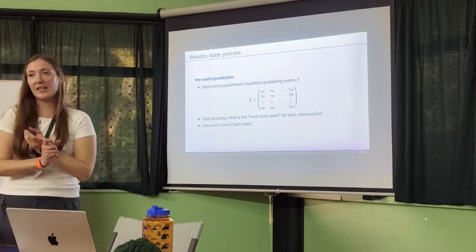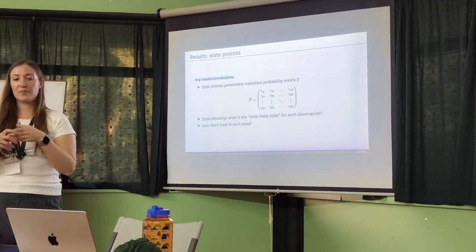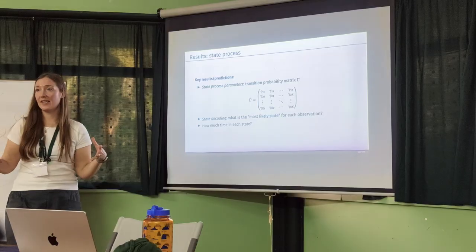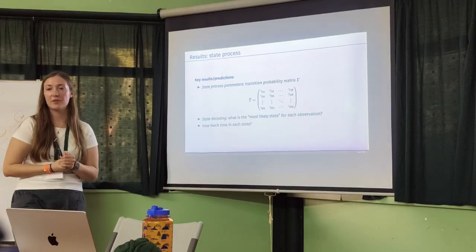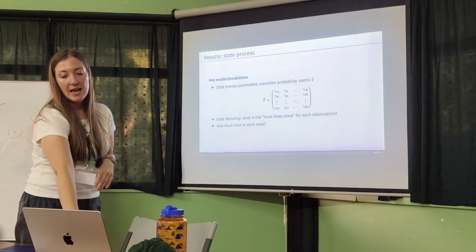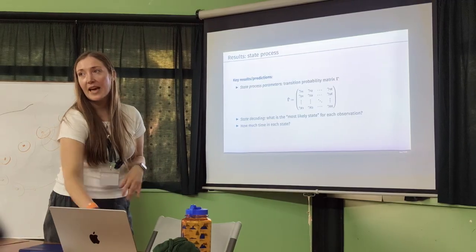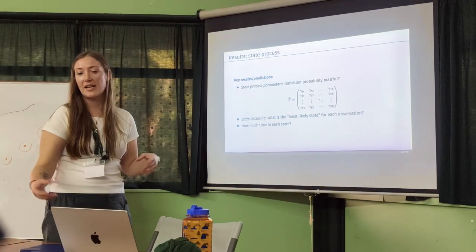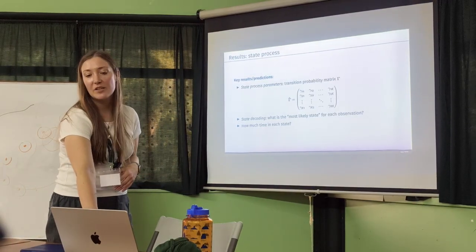Other things that we're going to look at is state decoding. So this is going to be looking at kind of what is the most likely state for each observation. It's typically something that people are interested in knowing. And then calculating things like how much time is the animal spending in each state. So something like an activity budget.